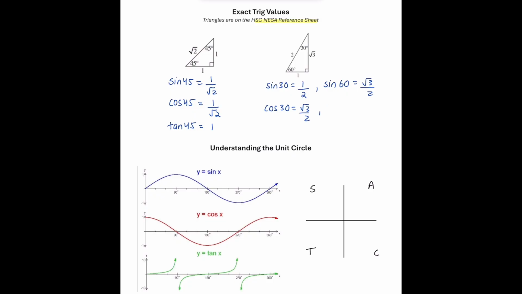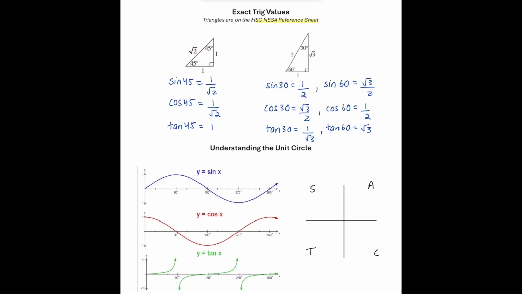And then I've got cos 60, which will be adjacent over hypotenuse. So notice that they're the complement of the sine. And then I've got here tan 30, which is opposite over adjacent. And then I've got tan 60, which is opposite over adjacent, which is going to be root 3.